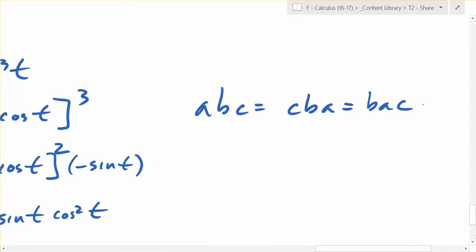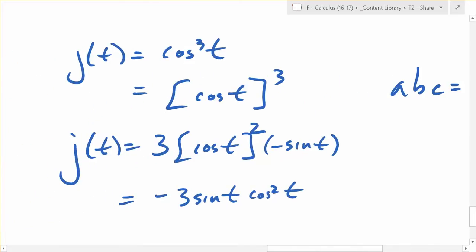What's that called? Multiplication is what? When you can change the order? Commutative. Good. Yeah, it's commutative. Multiplication is commutative. I just, generally speaking, I like to write the trig functions in alphabetical order.